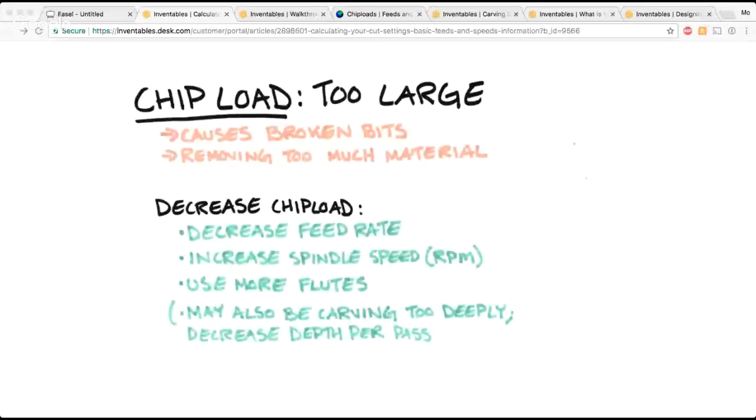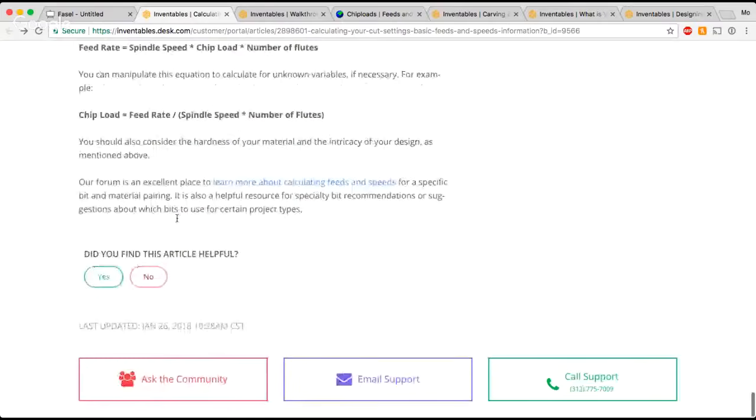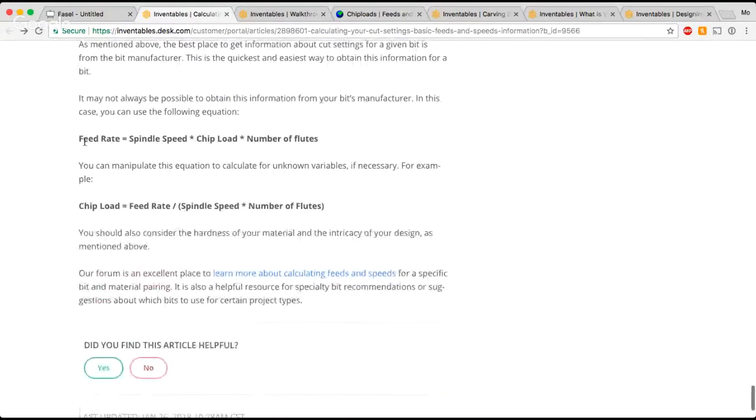So if I go back to my article real quick, and again, this is covered in every feeds and speeds information you can possibly find on the internet. They'll have these equations for you, so definitely make sure you check those out. The helpful ones I've got at the very bottom down here. Feed rate equals spindle speed times chip load times number of flutes. And then you can manipulate this equation in various ways, right? So chip load equals your feed rate divided by your spindle speed times the number of flutes on your bit.